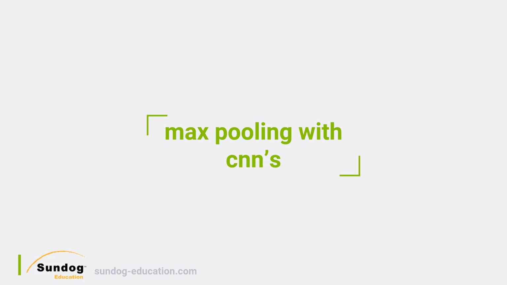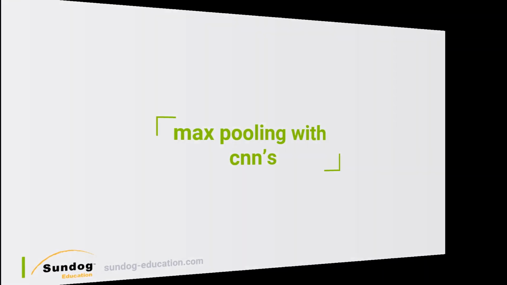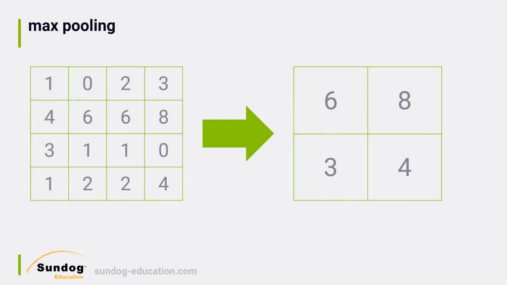So we've seen that CNNs can be very computationally intensive, and there is a trick for making that run much faster, and that's called max pooling. So let's explore what max pooling is in the context of CNNs. The concept is really simple here.